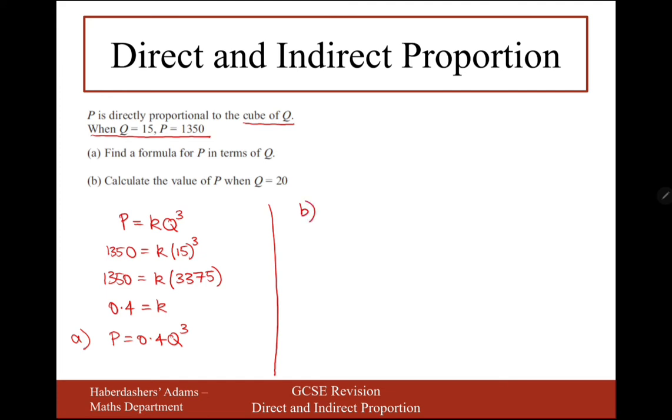Find the value of P when Q is 20. So I'm going to use the same formula that I had from before, and I'm going to replace Q with 20. So it's going to be P equals 0.4 times 20 cubed. And remember, it's only the 20 that's going to be cubed. So it's going to be 0.4 times brackets 20 cubed, close brackets. And I get 3,200. P equals 3,200. There we are, that's the answer for part B.